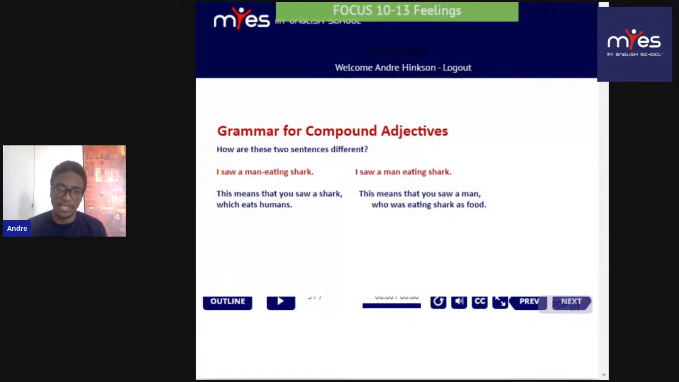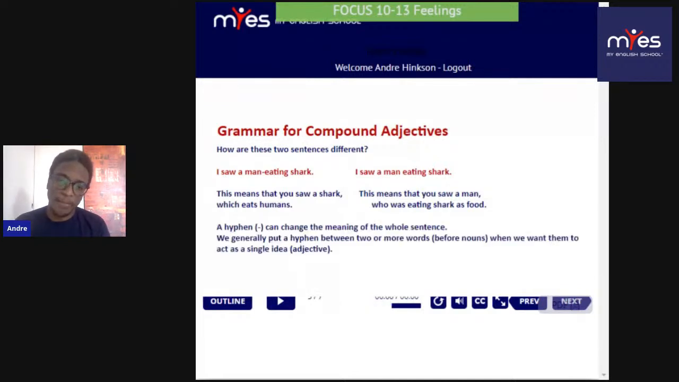So first one, as I said, this means that you saw a shark which eats humans. Exactly. Second part, this means that you saw a man who was eating shark as food. So that's a better description, a better explanation of those two different sentences between the compound adjectives and the noun versus the verb. Let's look more at using compound adjectives.